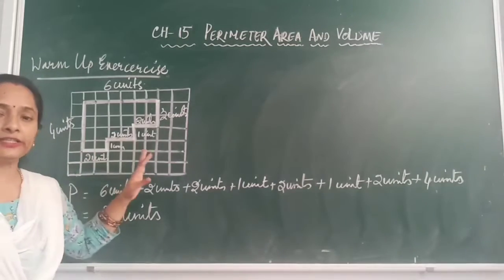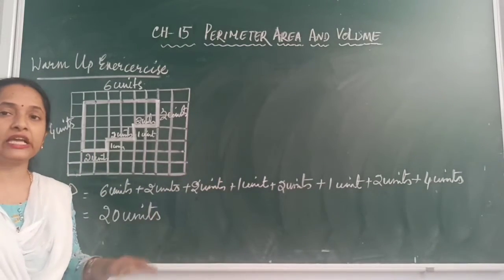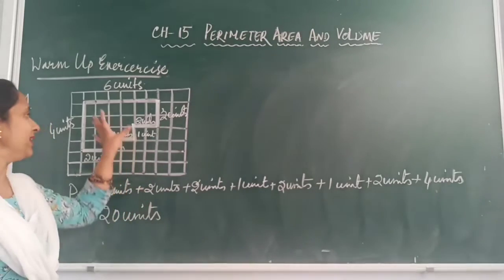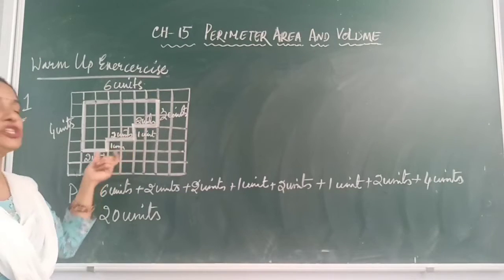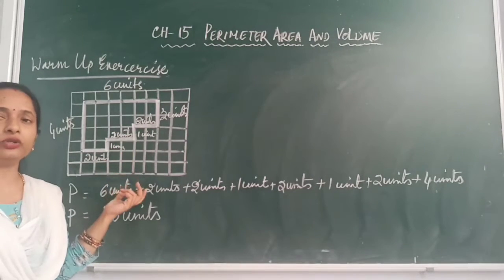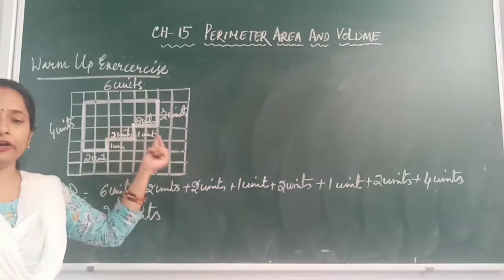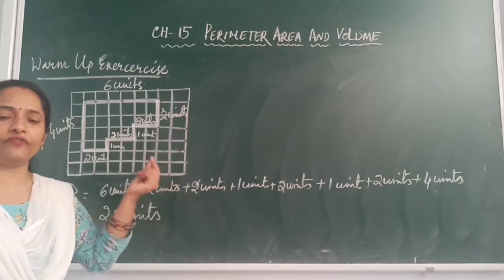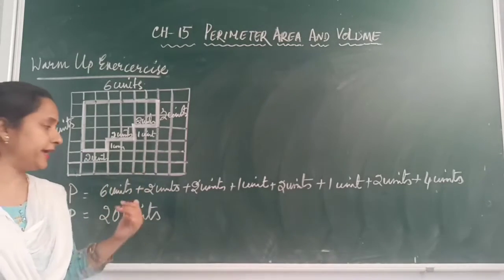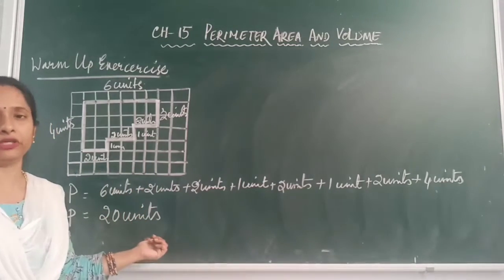Not only this, you are given 2 more figures. As you got the idea of how to find the lengths of each side of the given rectilinear figure, you just find out and write down the dimensions or lengths of each side of the rectilinear figures given to you for the rest of the 2, and then try to find their perimeter. Okay.